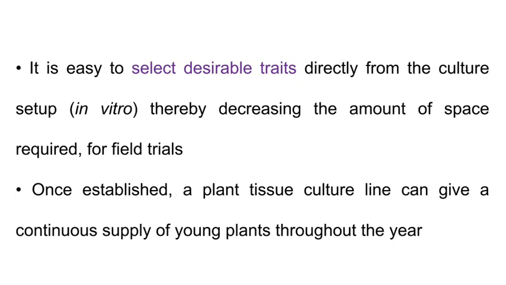It is easy to select the desirable traits directly from the culture setup, that means the in vitro setup, thereby decreasing the amount of space required for field trials. Once established, a plant tissue culture line can give a continuous supply of young plants throughout the year. So this is one of the important points here.